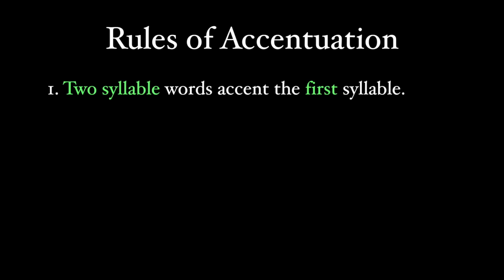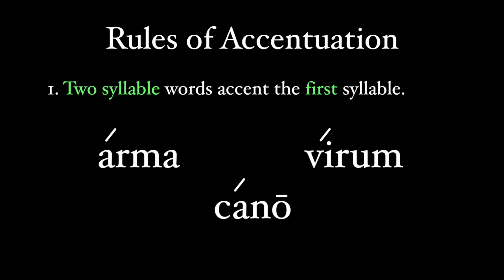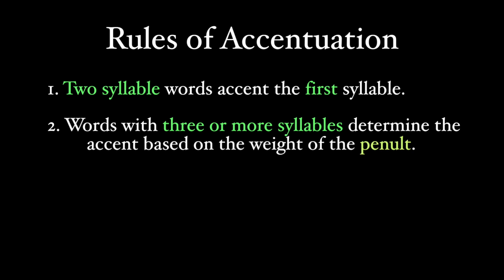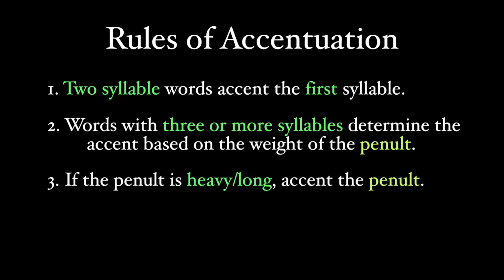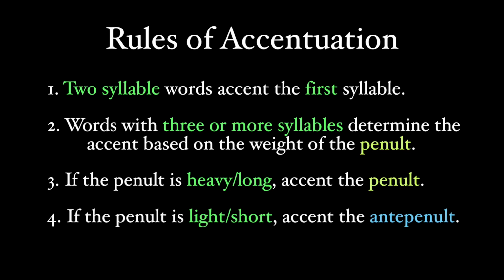So first a review before some practice. First, two-syllable words have the accent on their first syllable. Arma, virum, cano. Words with three or more syllables determine their accent based on the weight or length of the penult, the second to last syllable. If the penult is heavy or long, the accent falls there. If the penult is light or short, the accent falls on the antepenult, the third to last syllable.